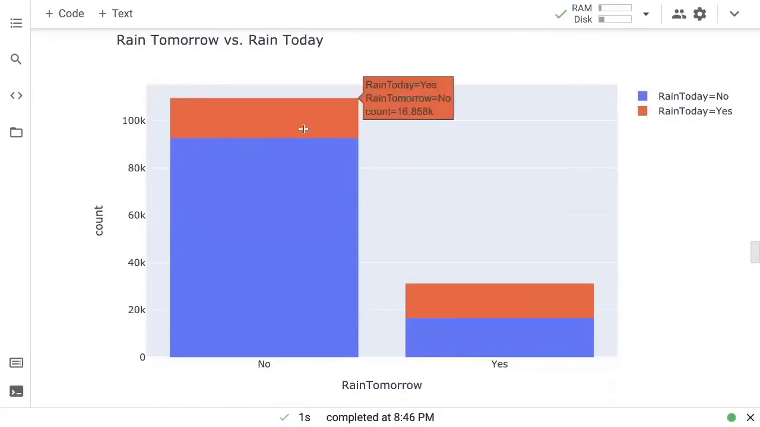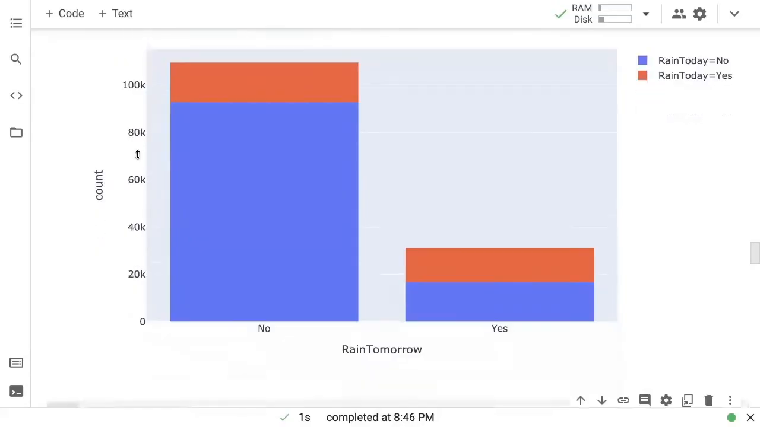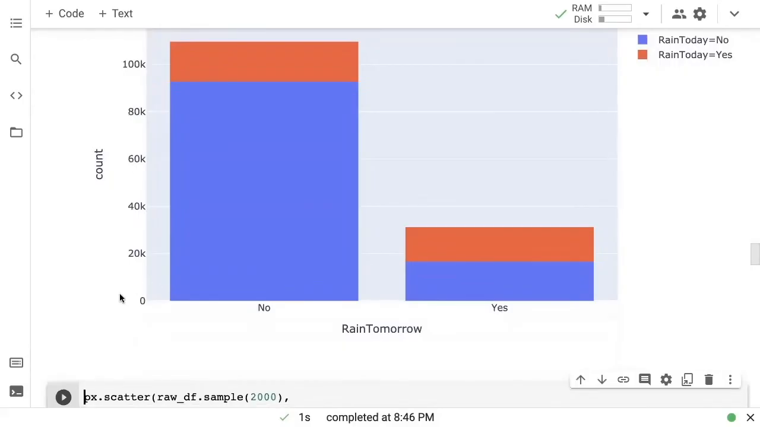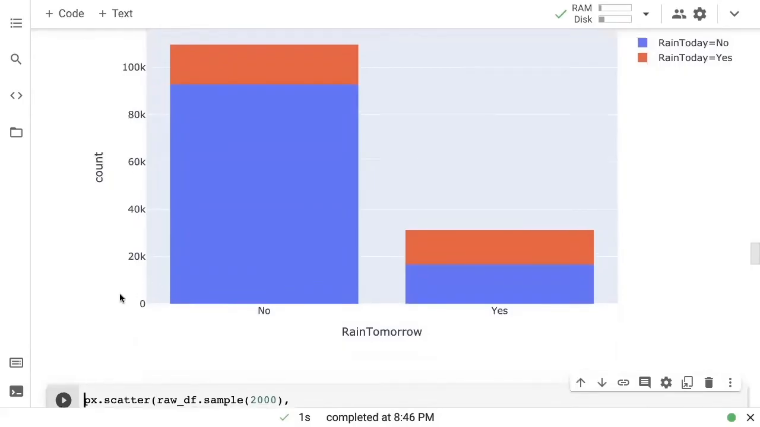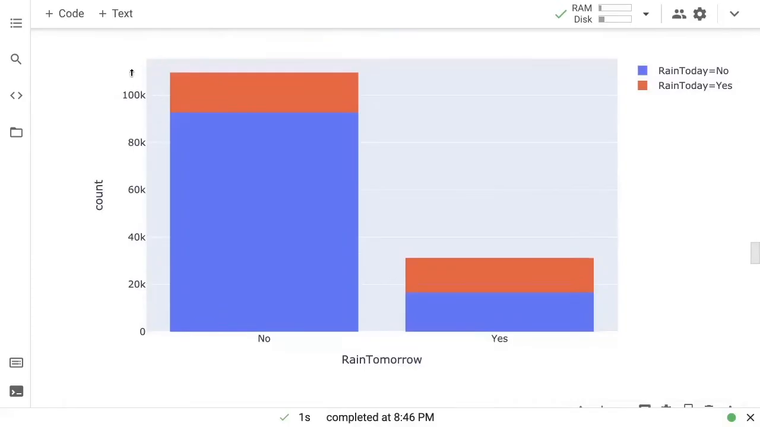In how many cases is rain tomorrow set to yes? In how many cases is it set to no? So it seems like out of 140,000 data points, for about 110,000 data points, it seems like it did not rain. And then for about the remaining 30,000 data points, it seems like it did rain on the next day, right? So this is called class imbalance. You have two classes, no and yes, and you do not have an equal number of observations in each class. This is an important factor we'll talk about later when we build our models.